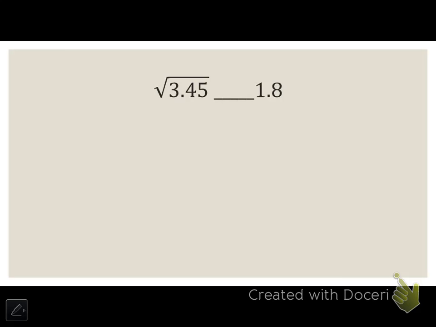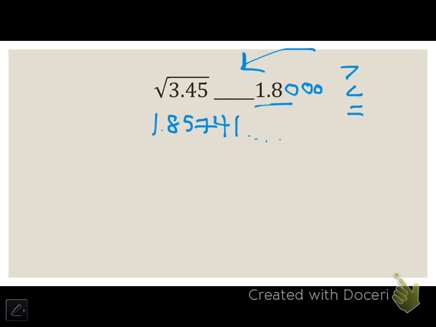Okay, this we're going to need a calculator. The square root of 3.45 is 1.85741 and so on. Okay, so we're trying to fill in one of these signs into this blank space here. So this is the same thing as 1.8000, because if you add zeros to things, it doesn't change anything. So is 1.80 bigger than or smaller than 1.85? Well, we want to eat the bigger one because you want the more chicken nuggets. 1.85 is bigger than 1.80, so our sign should be eating the bigger one.